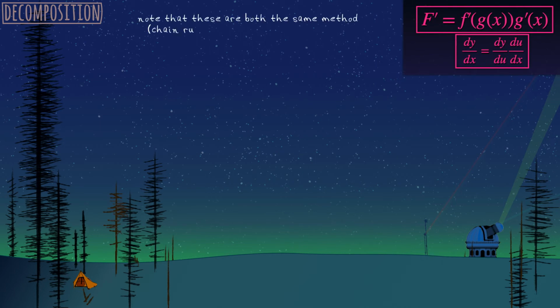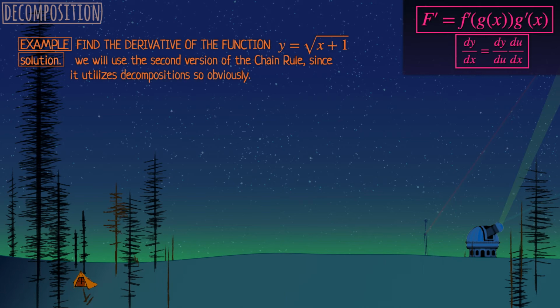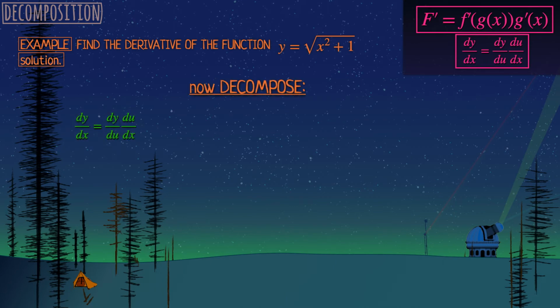So find the derivative of y equals the square root of x squared plus 1. We're going to use that second one stated there. We have to break it down to y of u and u of x. Remember that y of u is going to be the outside function, and u of x is the inside.